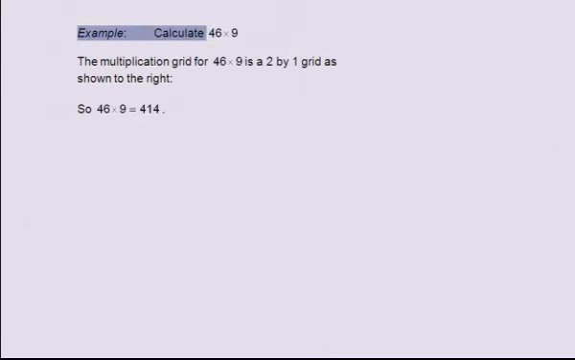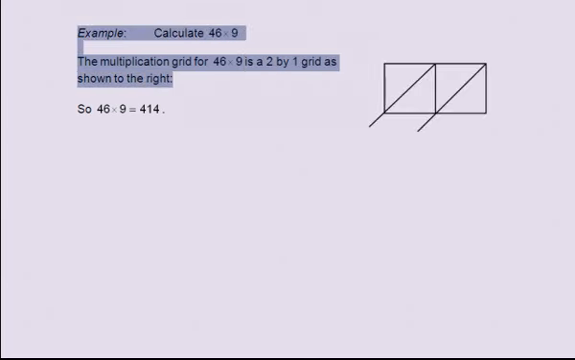Calculate 46 multiplied by 9. The multiplication grid for 46 multiplied by 9 is a 2 by 1 grid, as shown to the right. 4 goes at the top of the first column, 6 goes at the top of the second column, with 9 at the end of the row.